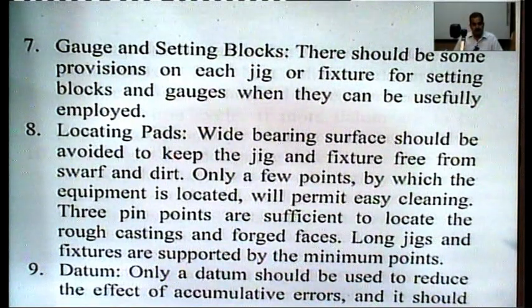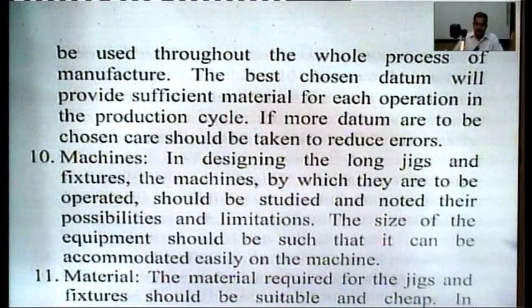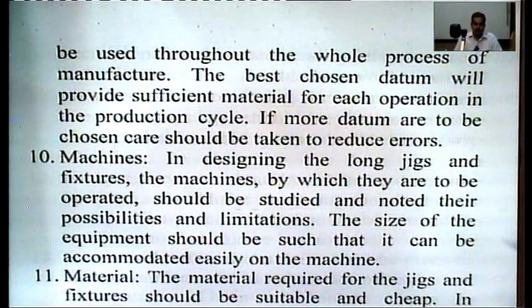And the ninth point is datum. Only one datum should be used to reduce the effect of accumulative errors, and it should be used throughout the whole process of manufacture. The best chosen datum will provide sufficient material for each operation in the production cycle. If more datums are to be chosen, care should be taken to reduce errors.